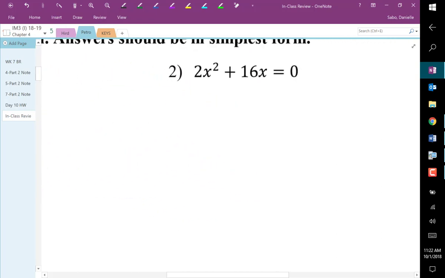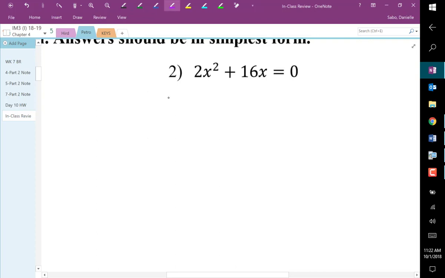Okay, this next one. Now we have a situation where we have an x squared and an x term, but we don't have a number. So there's 2 still here, but this time we don't have just a number. So this is one where you want to factor. We're going way back to a couple weeks ago. What number is common between 2 and 16? 2. Okay, how many x's can I also factor out?